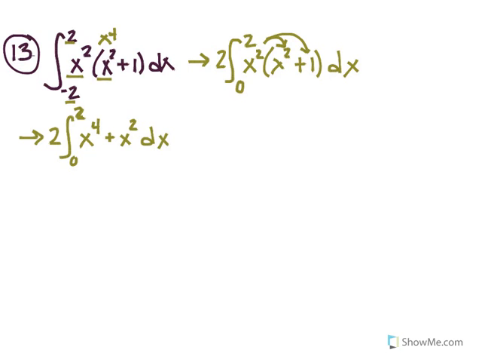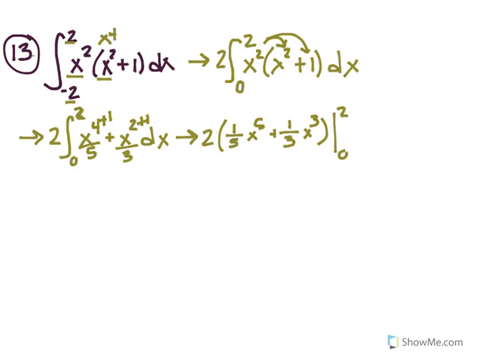So we're going to integrate and then evaluate. So 2 times, let's see what we get. We're going to add 1 to the 4, divide by the sum. That's going to give me 1/5 x to the 5th. And then add 1 here, divide by that sum, so plus 1/3 x to the 3rd. And then vertical bar from 0 to 2.